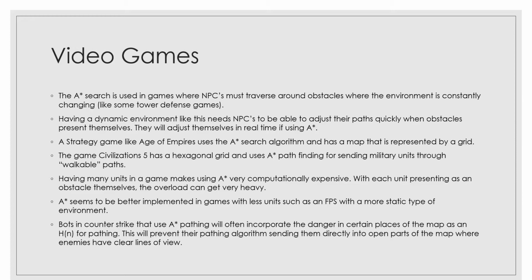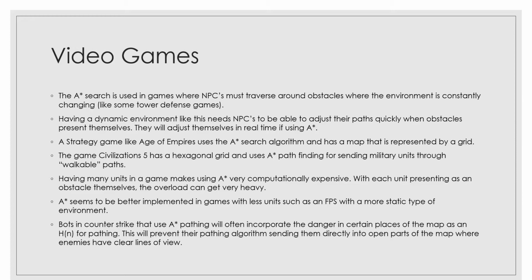And Civ 5 uses a hexagonal grid that uses A-star pathing for sending military units through walkable paths. Civ 5 is a game I've played before. It finds certain borders that can't be crossed, or obstructions in the path, so the computer will automatically set out on a path based on what's free and the quickest way to get somewhere. And I believe Warcraft 3 also uses some A-star pathing in its game.